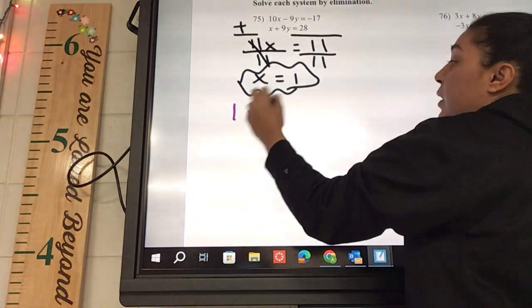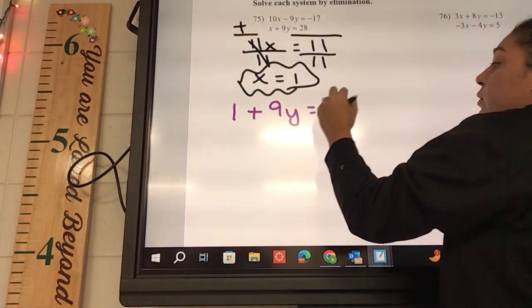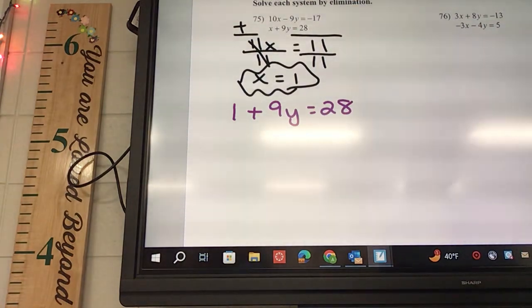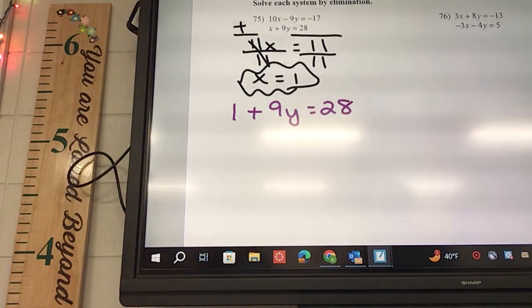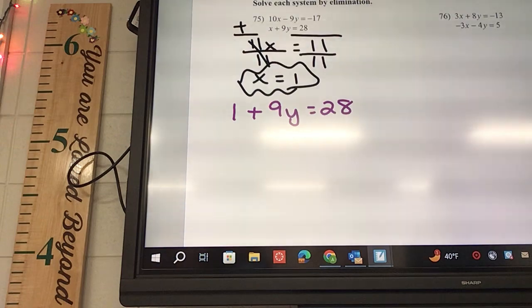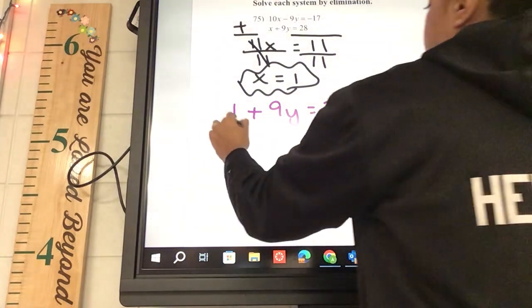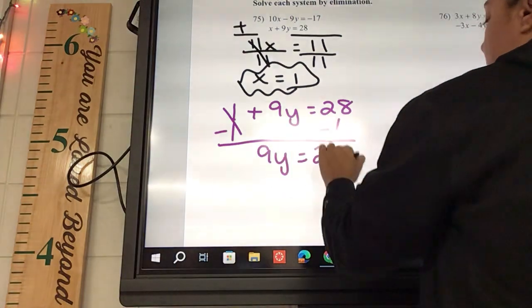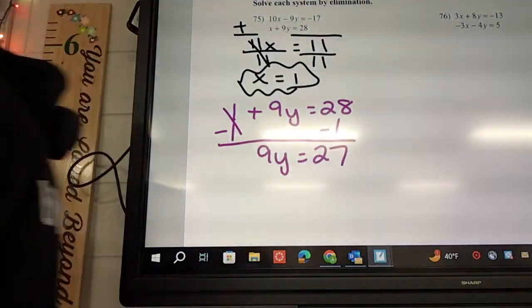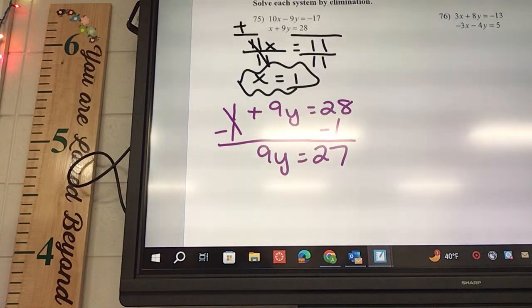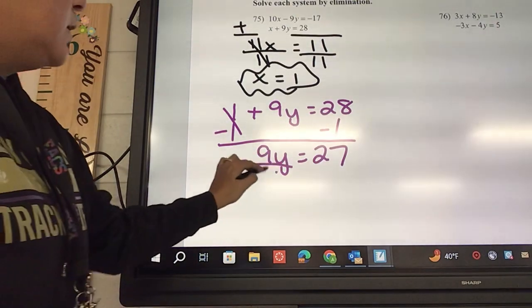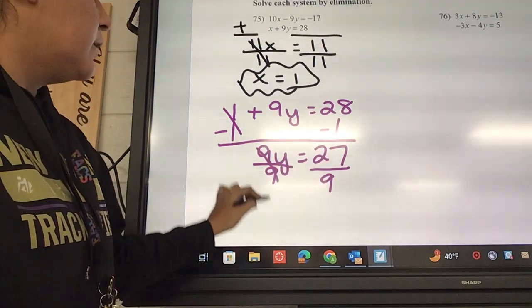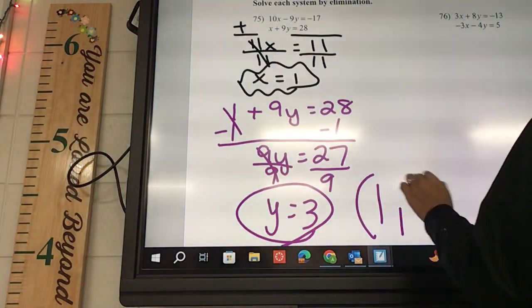So it's going to be 1 plus 9y equals 28. I'm going to subtract 1 from both sides, so I'm going to get 9y equals 27. And then divide both sides by 9. That's going to give me y equals 3. So my coordinate is going to be 1, 3.